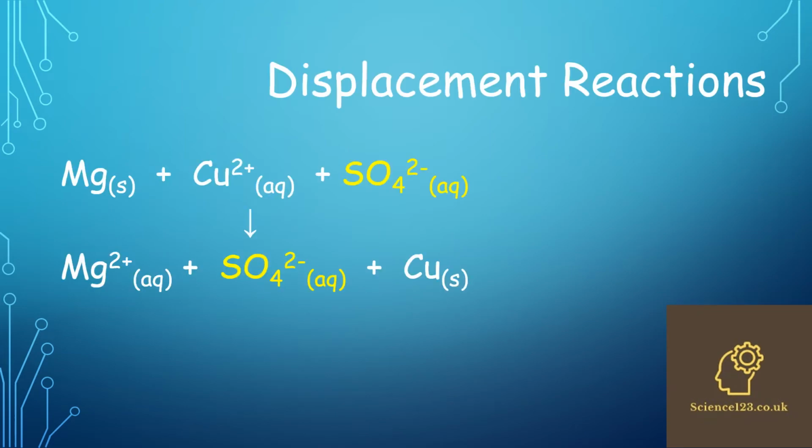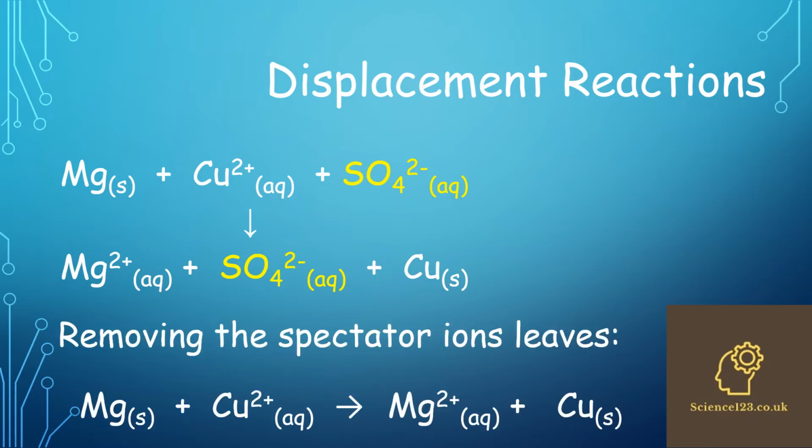Next, we look for spectator ions. They are, remember, the ones that are unchanged on both sides of the equation. Here we just have a sulfate ion. Removing them leaves the final ionic equation.